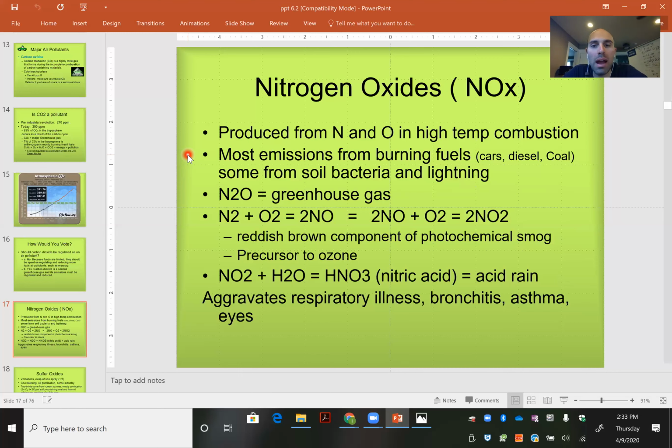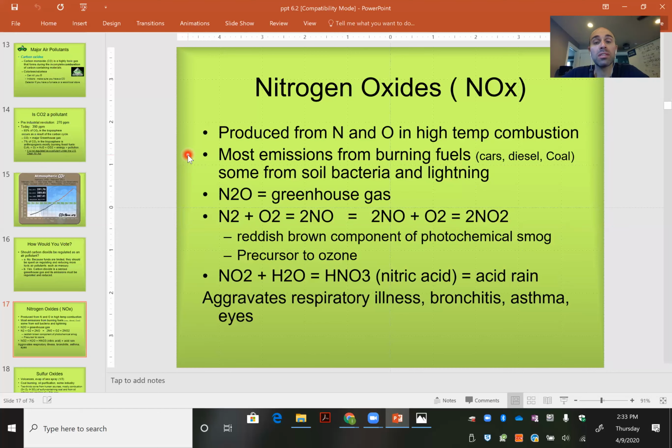This is a reddish brown gas that is a main component in photochemical smog. Now, NO2 is a precursor to ground level ozone, which is very dangerous. It's not the same as the ozone layer up there in the stratosphere. This is ground level ozone. The ozone in the stratosphere is a good thing. It's important. It's needed. The ozone that occurs at ground level is not a good thing. It is deadly. It's a deadly gas. It's O3. It is no bueno. Okay, not good.